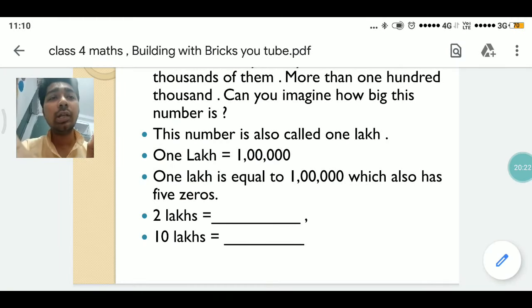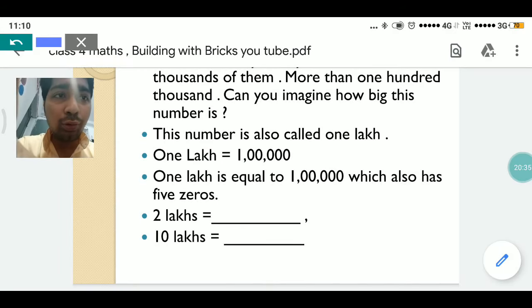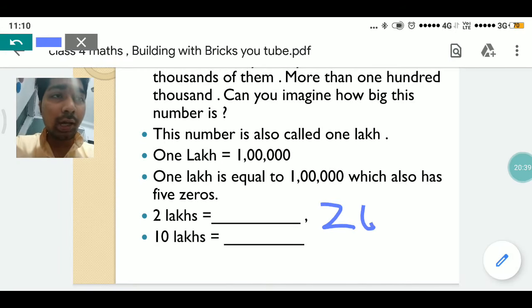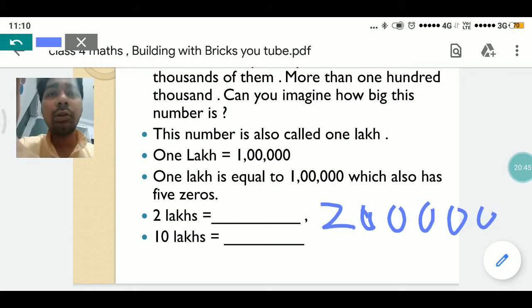Students, listen to me carefully. 1 lakh, which also has 5 zeros. 2 lakh also means, first of all, you have to write down 2. Then next, put 5 zeros. 1, 2, 3, 4, 5. Okay.